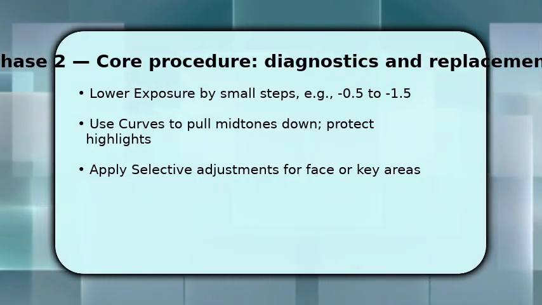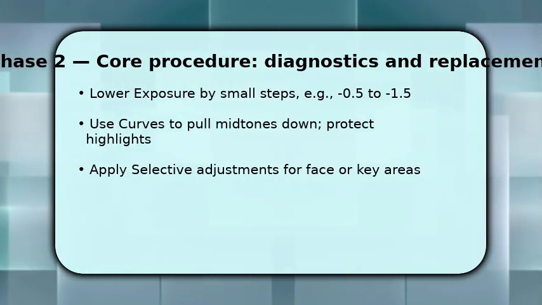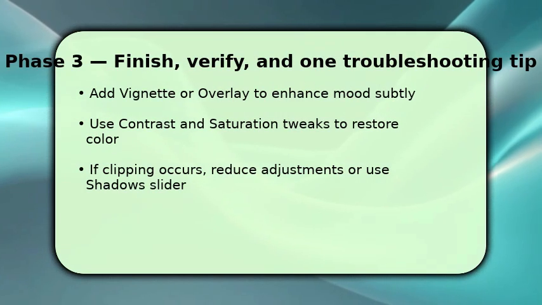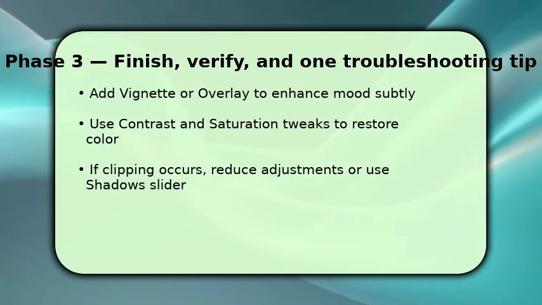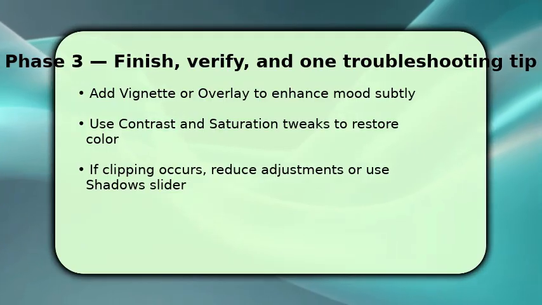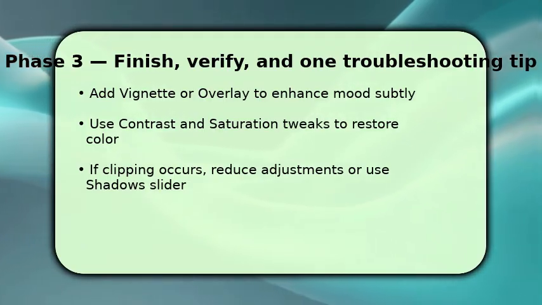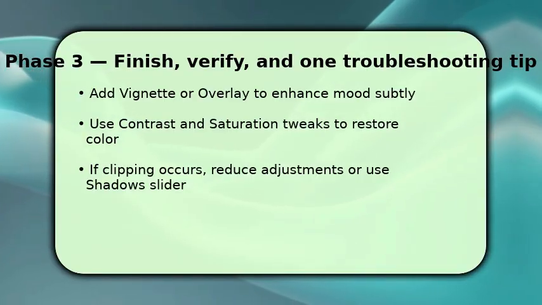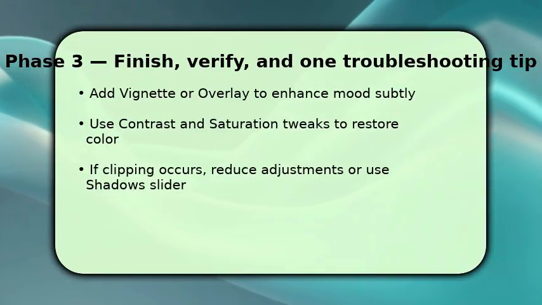Finish by refining the mood. Add a subtle vignette or dark overlay to guide the eye and unify tones. Then, tweak contrast and saturation slightly to restore depth and color richness after darkening. Small adjustments often make the image pop again.